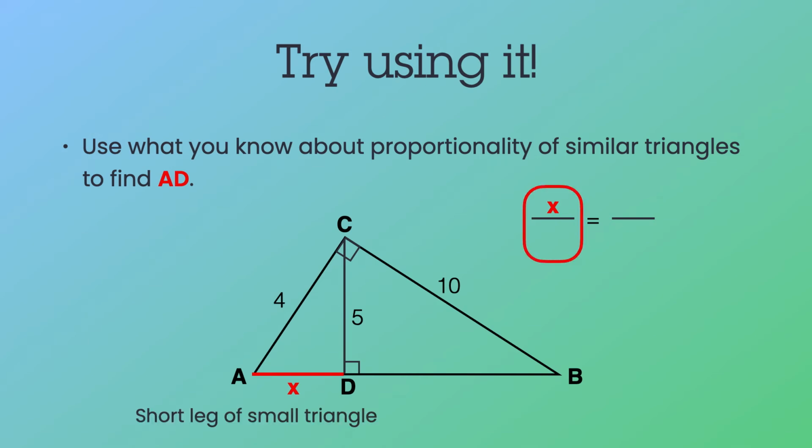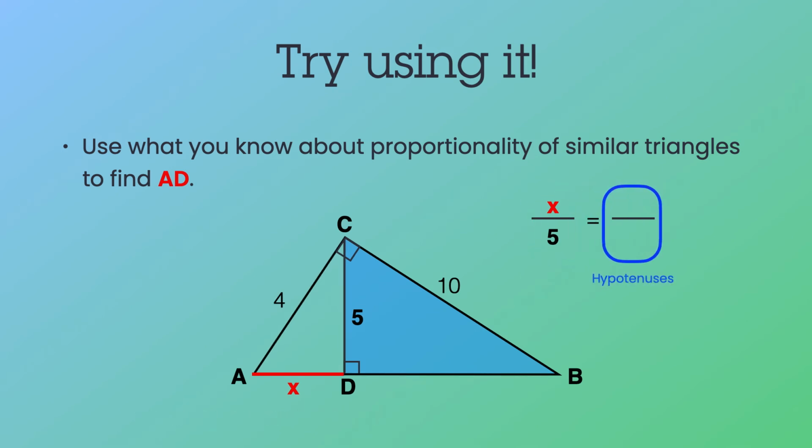So we have options here for this. If you joined us for our proportionality video, you know that this first fraction, since I'm using the short leg of a small triangle, I can either make this a ratio between the two short legs or the small triangle sides. Let's go ahead and use the short legs here. So X is the short leg of the small triangle. If we look at the medium triangle, the short leg there is 5.